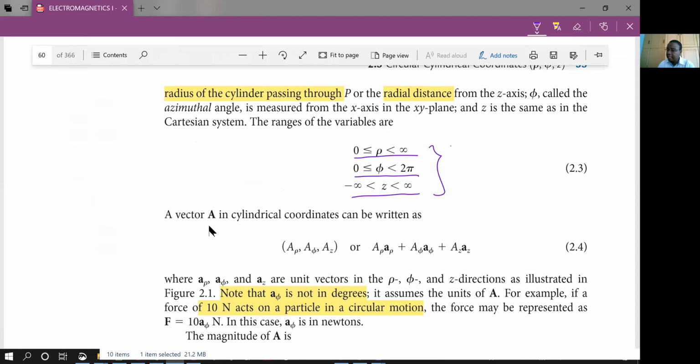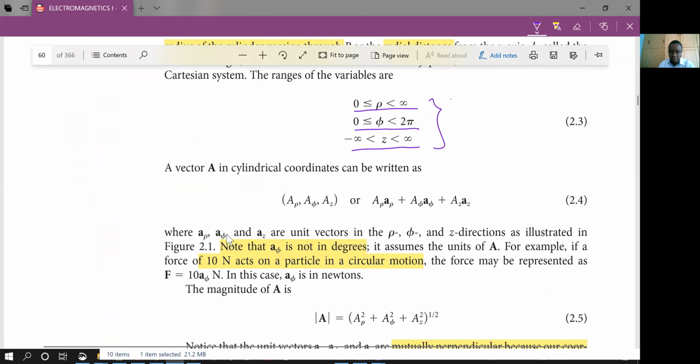So now we want to describe a vector in a cylindrical coordinate system, and we are saying that we describe vectors for the Cartesian using ax, ay, and az. So now we are saying that it is similarly possible to describe a vector in a cylindrical coordinate using a rho, a phi, and az.